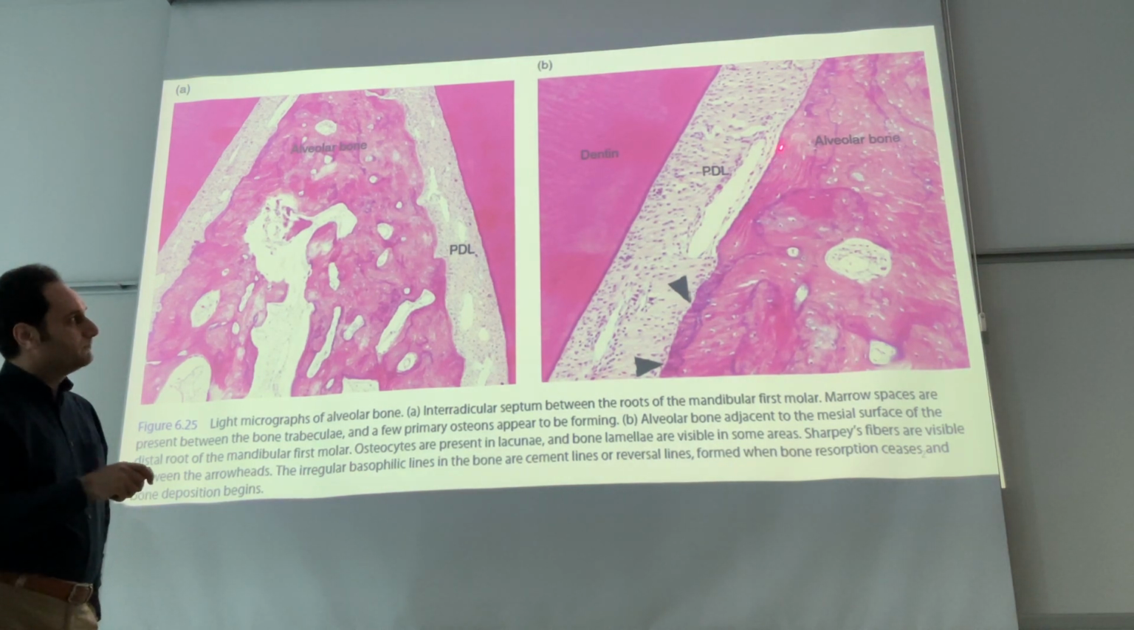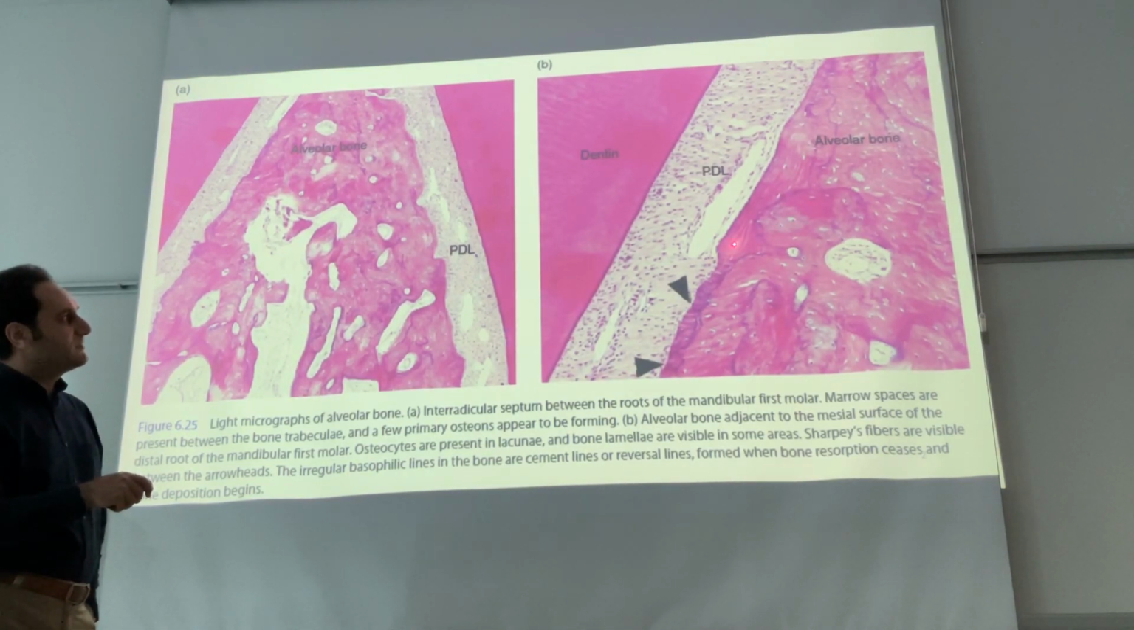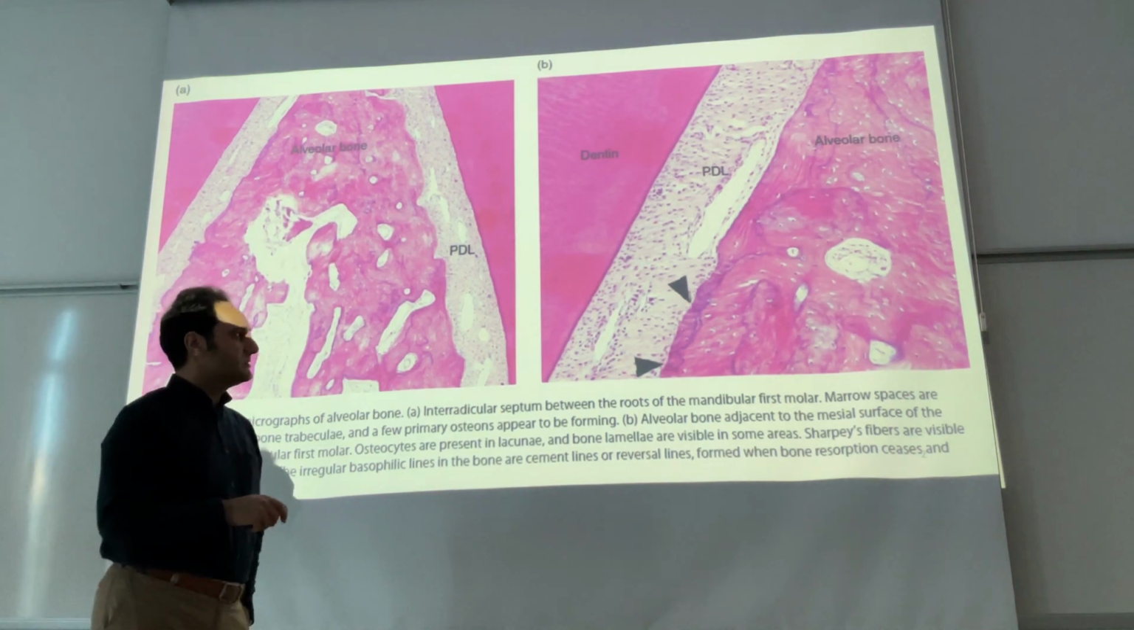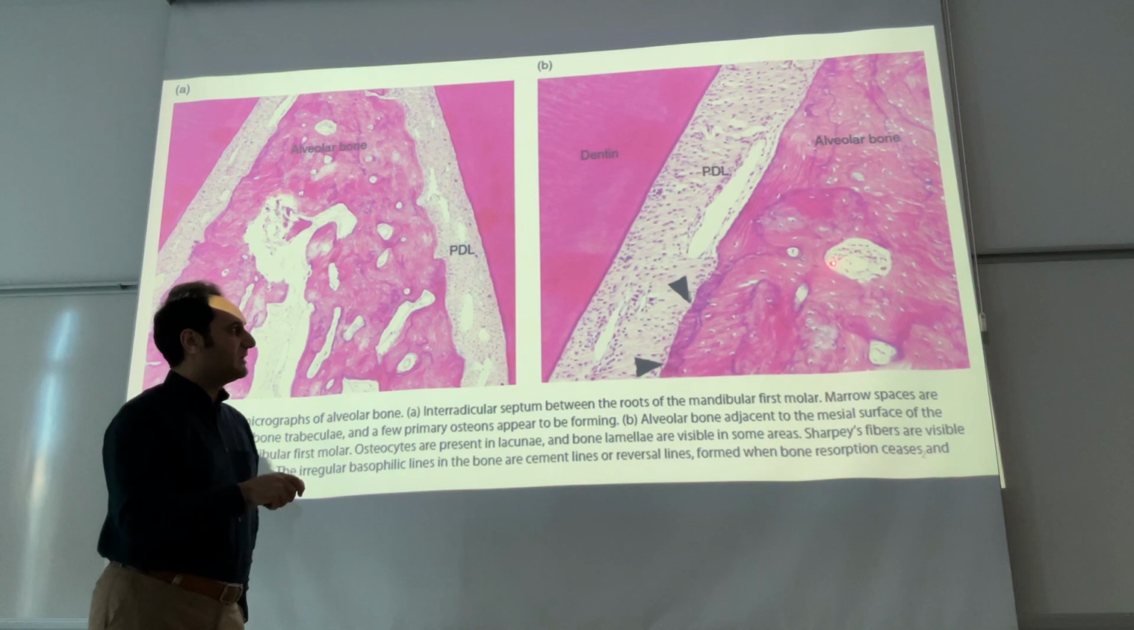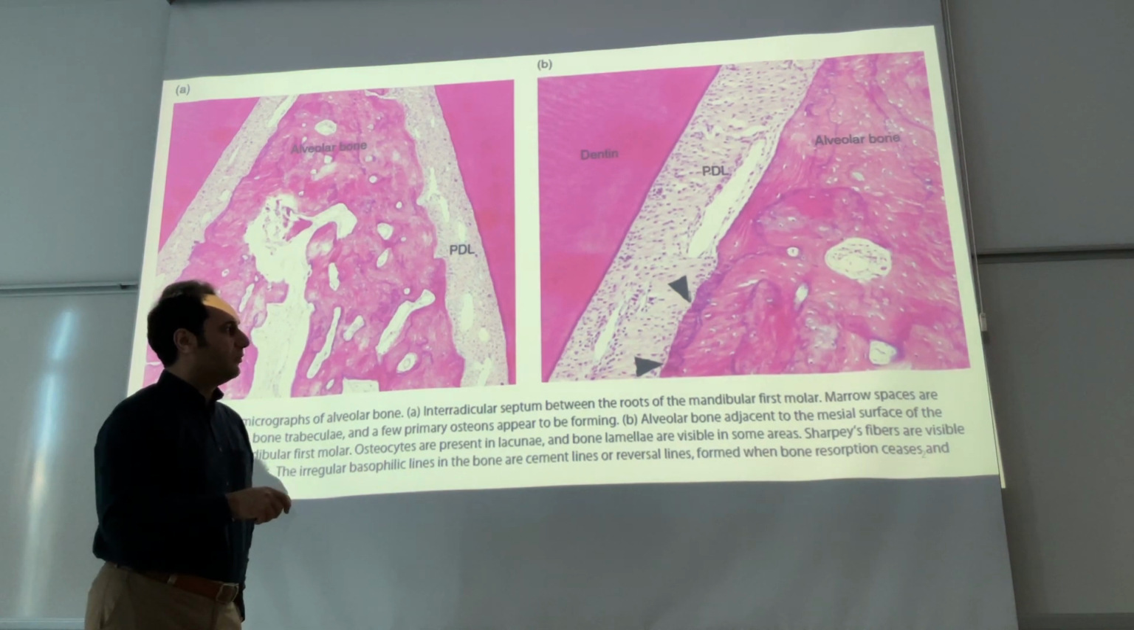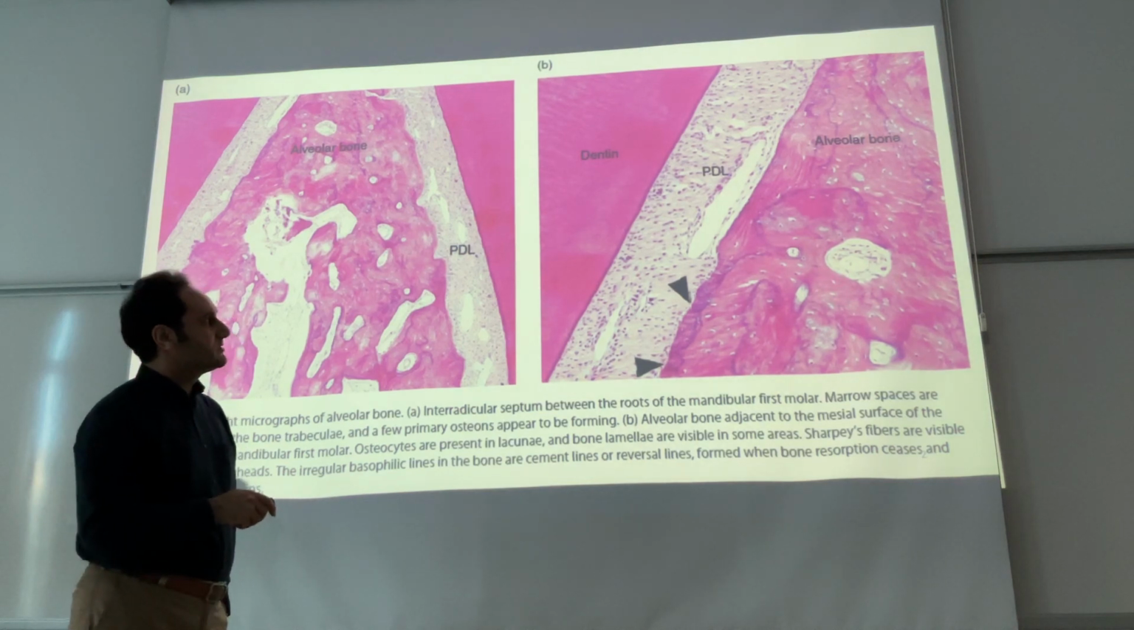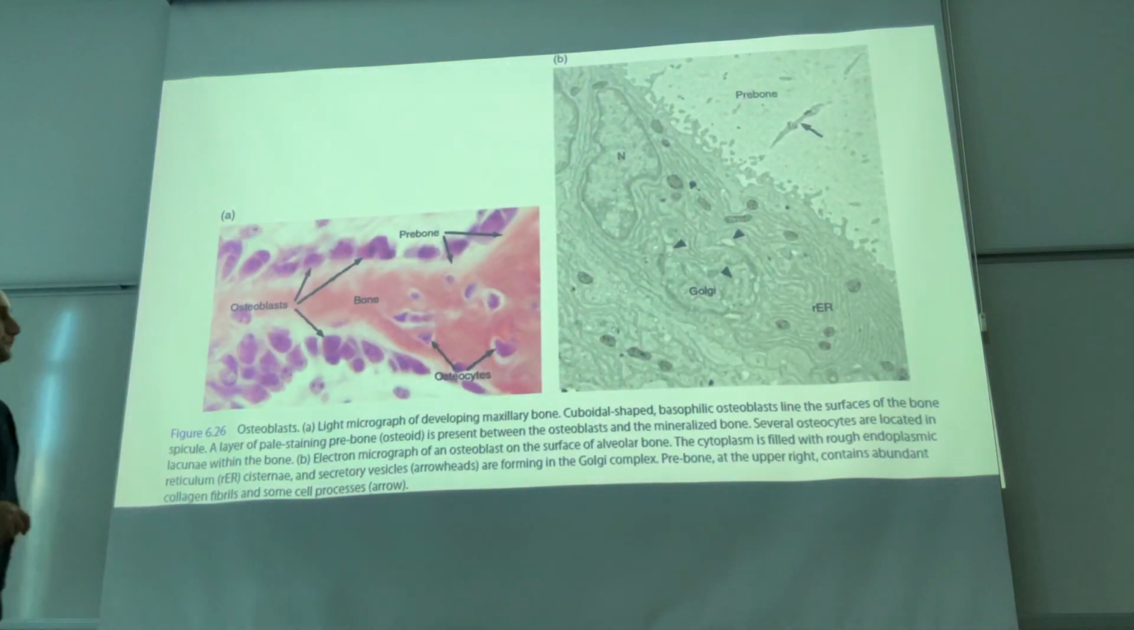Look at here. In this part, we have peripheral bone. And you can see osteocytes in the inner side, in their own lacunae. Here you can see blood vessels in the structure of bone. And again, you can see osteocytes in this part.